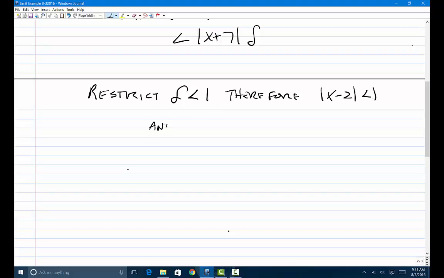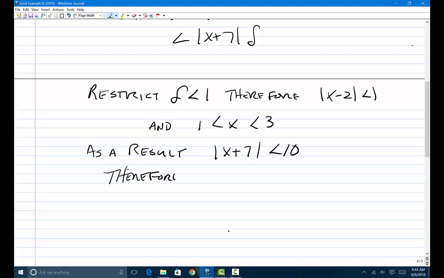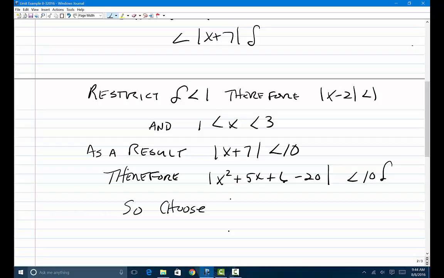Therefore, x is between 1 and 3, and we know that the absolute value of x plus 7 is less than 10. As a result, the absolute value of x squared plus 5x plus 6 minus 20 is less than 10 delta. So if we choose delta to be equal to the minimum of 1 and epsilon over 10, our inequality will always hold, and we have a method for finding delta given any epsilon.